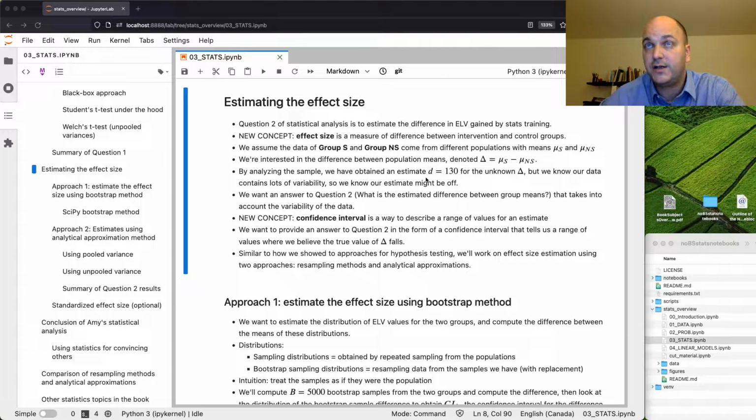So the estimate 130 is a good first step. This is called a point estimate, in other words, a single number. But the better answer to question 2 is not a number, but an interval. The answer needs to be a range. We say, well, we think it's 130, but it could be anywhere between here and here. So that's called a confidence interval.